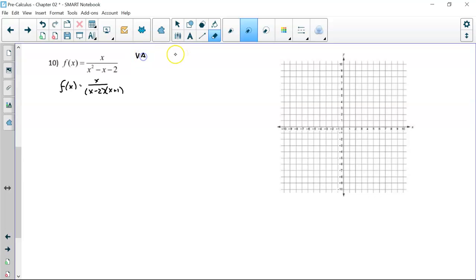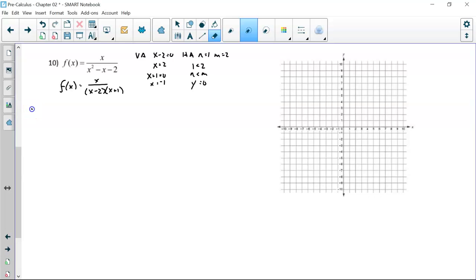So the vertical asymptote, set x minus 2 equal to 0. You get x equals 2. And set x plus 1 equals 0, so you get x equals negative 1. So there's our vertical asymptotes. Our horizontal asymptote, so we have our degree of our numerator is 1, and the denominator has a degree of 2. So 1 is less than 2, n is less than m, so it's at y equals 0.